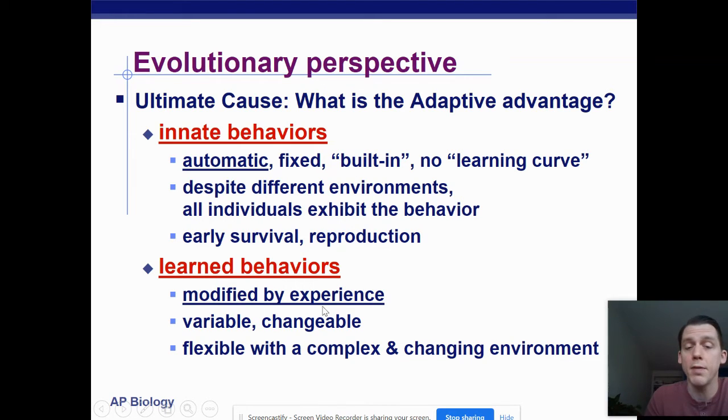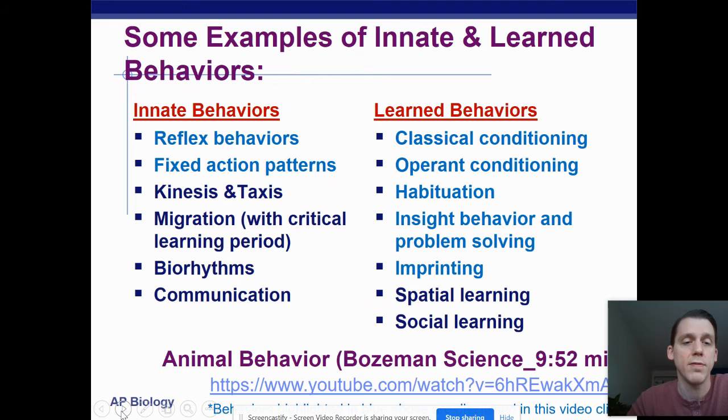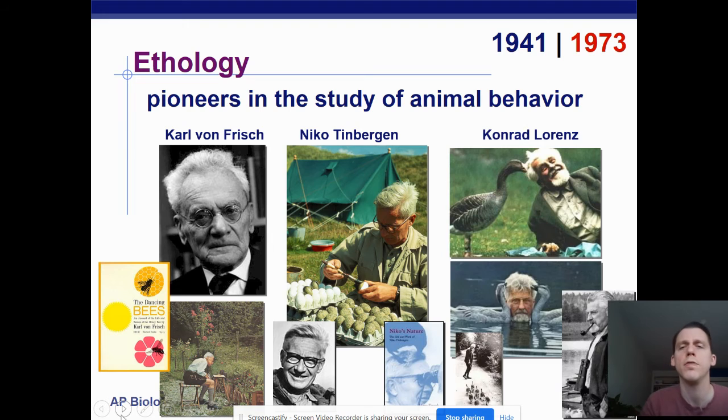Learned behaviors need to be modified by experience, and therefore they're variable and changeable with the environment. So they are flexible with a complex and changing environment. Some examples of innate behaviors are reflexes, fixed action patterns, which we're going to talk about, kinesis and taxis, which are how insects can move, migration, biorhythms, and communication. Learned behaviors are things like classical conditioning, operant conditioning, habituation, insight behavior and problem solving, imprinting, spatial learning, and social learning.